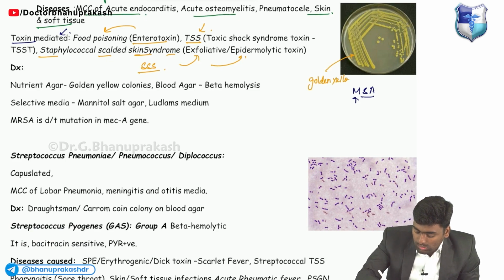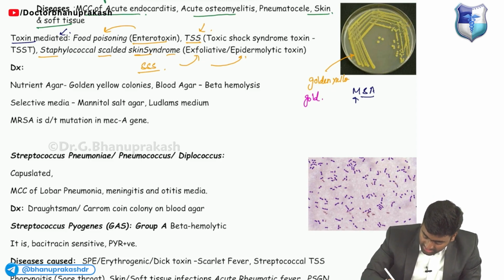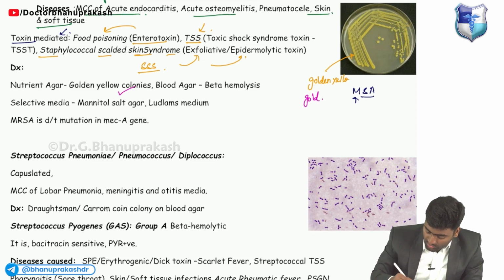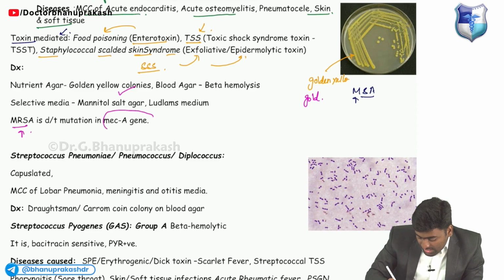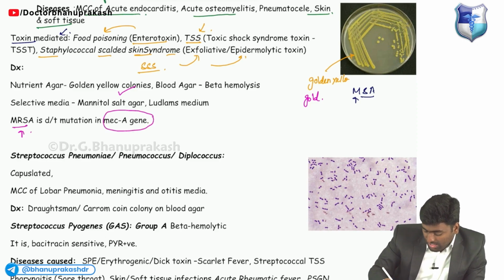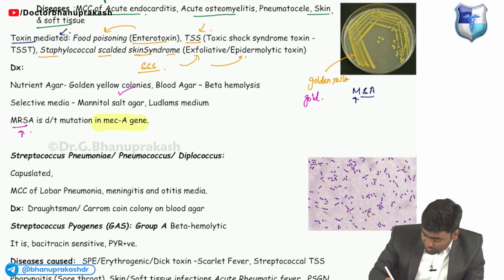So we told it is aureus. Aureus means gold, so it produces golden yellow colonies. The selective media is mannitol salt agar. And if there is any resistance to this, it is due to a change in the gene, which is the mec gene. Yeah, it is the mec gene.